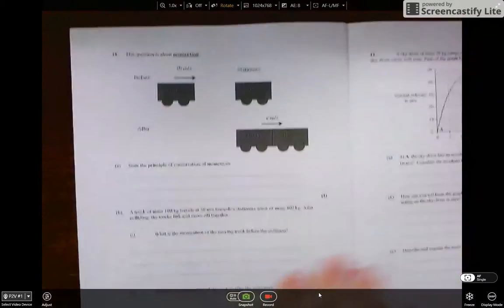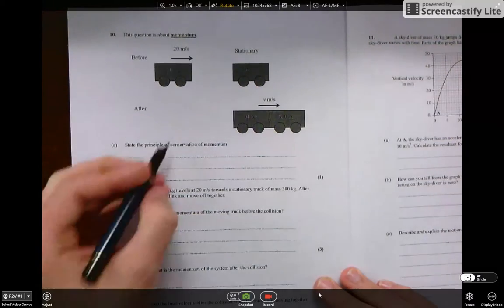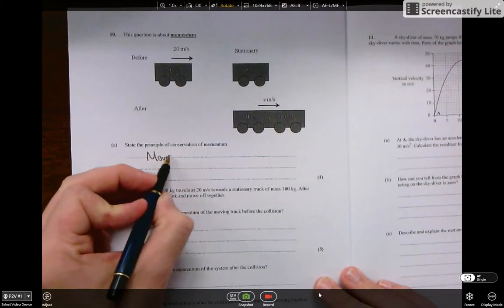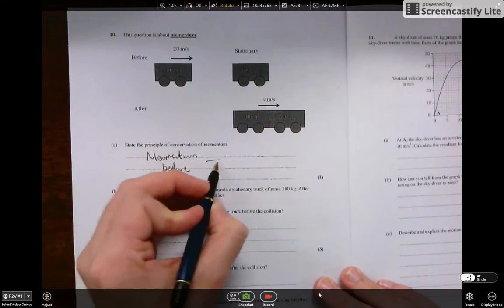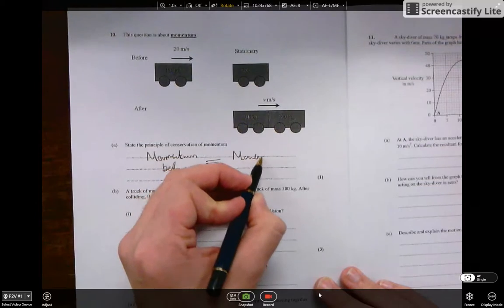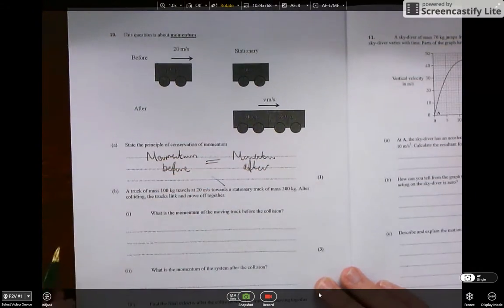Okay, over the page. This question is about momentum. First of all, we're supposed to state the principle of conservation of momentum. So very simply, momentum before is always the same as momentum afterwards. 1 mark for that.